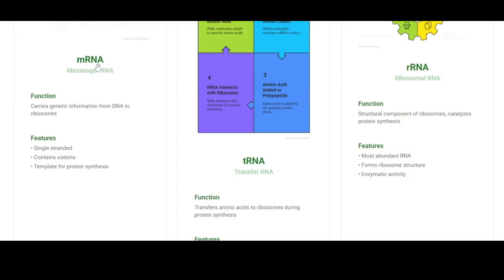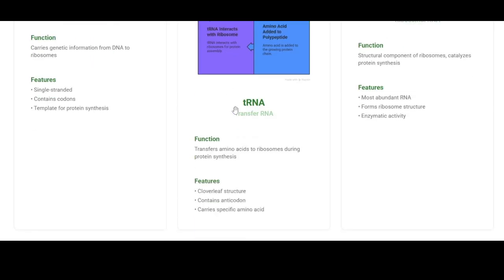The messenger RNA helps in carrying the genetic information from DNA to the ribosomes. Its features are that it is single stranded, it contains codons, and it is a template for protein synthesis. While the transfer RNA helps in transferring amino acids to the ribosomes during protein synthesis. Its features are that it has a clover leaf structure, it contains an anticodon, and it carries specific amino acids.